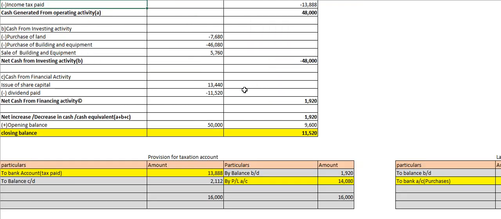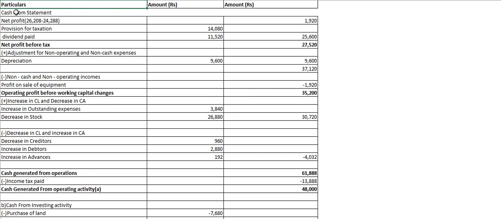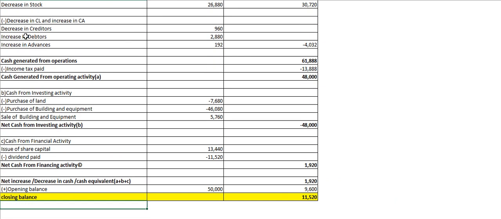Always when they give dividend paid, either in adjustment or in income statement, first thing you will add it in order to find out your net profit before tax, and always you will minus it in your financing activity because it is an outflow of cash. So minus 11,520. So the resultant figure is a positive figure, which is 1,920. So now what you will do is you will add up all the activities cash generated.